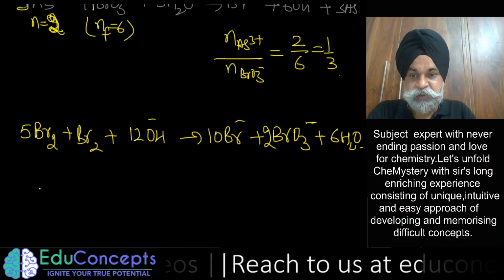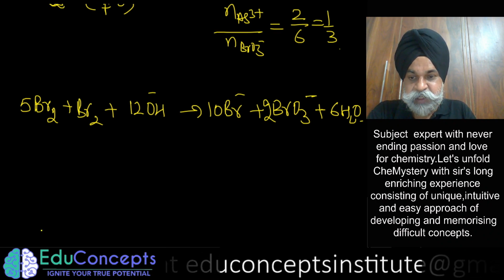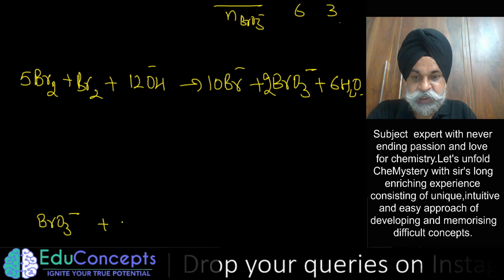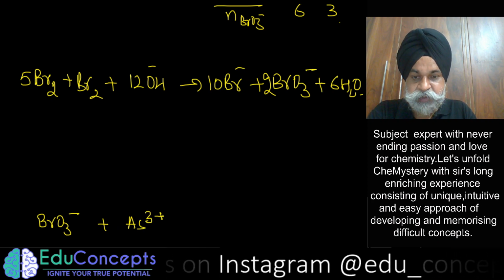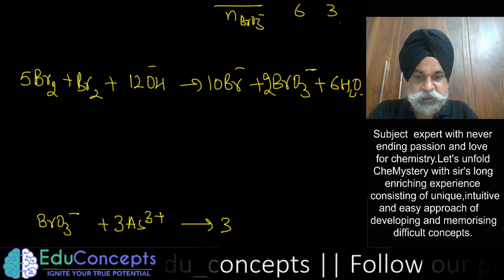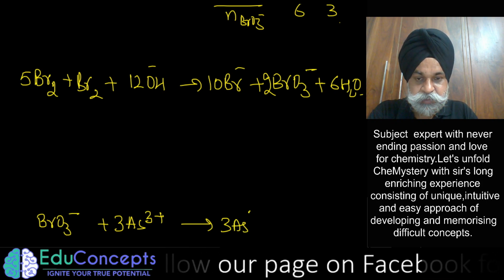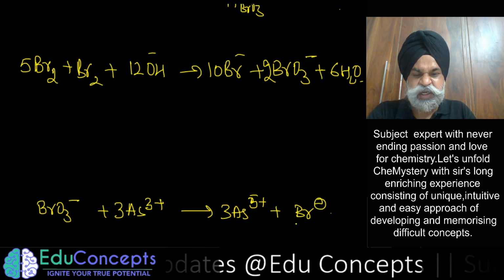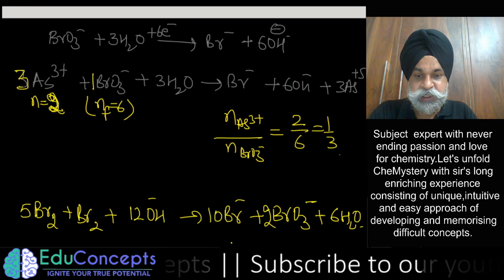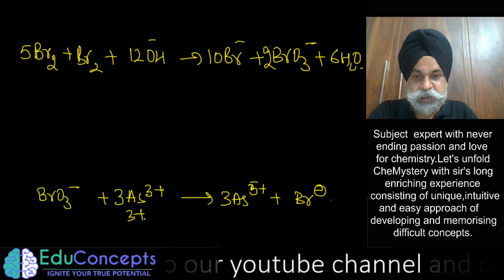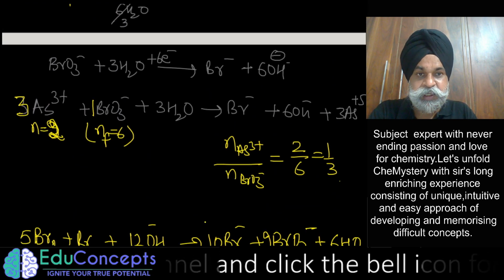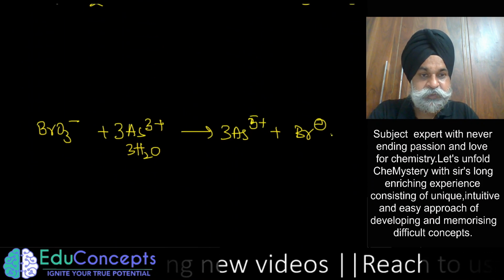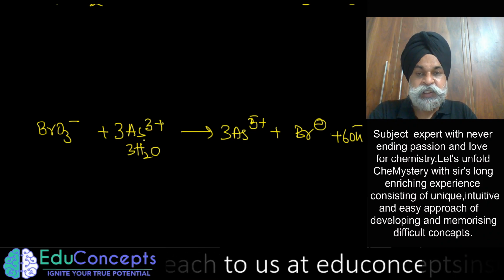Now the second equation, should I write it here? Let me write it here. The second equation is BrO3 negative plus arsenic 3 positive, which is having 3 moles, gives arsenic 5 positive plus Br negative. Along with it, some moles of OH negative are there: 3 water and 6 OH negative. So this is the story.